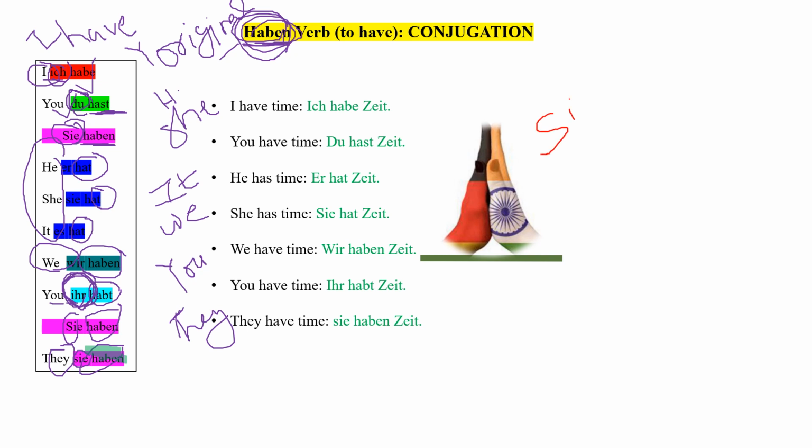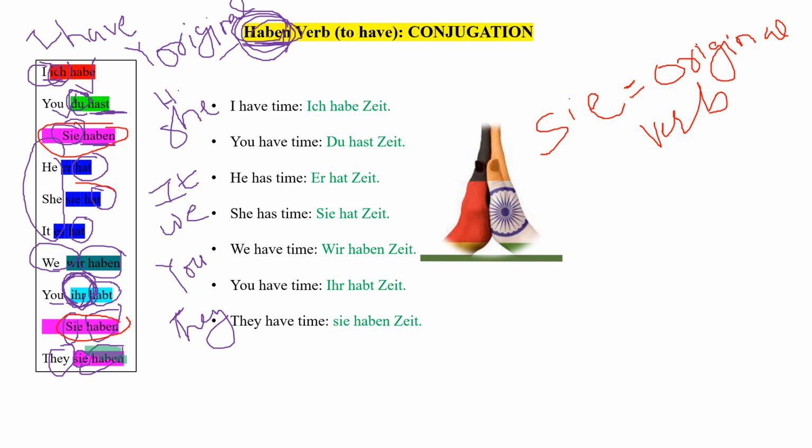So sie, right, whenever there will be sie, it will always take the original form of the verb. Okay, it will take the original verb. So here you can see sie haben. Similarly, if you can see here, sie haben, right?